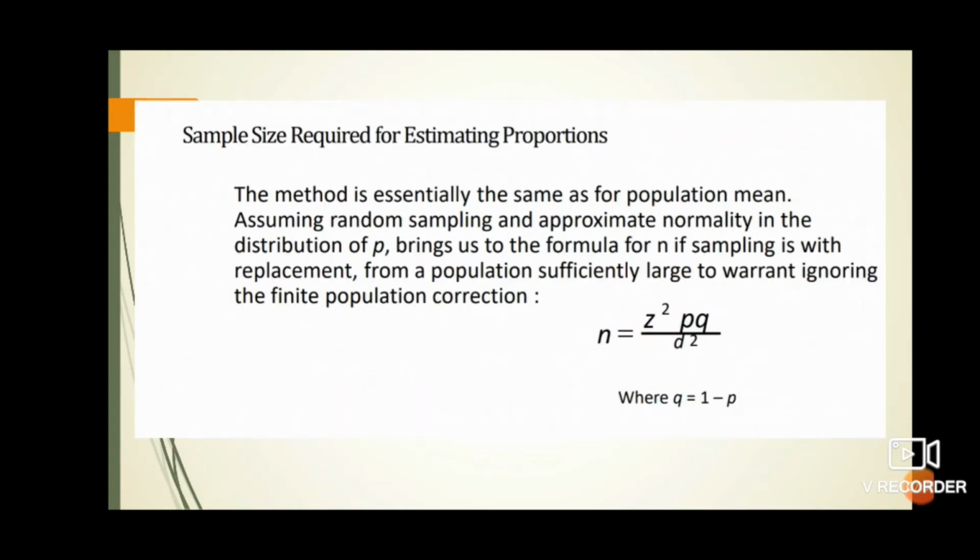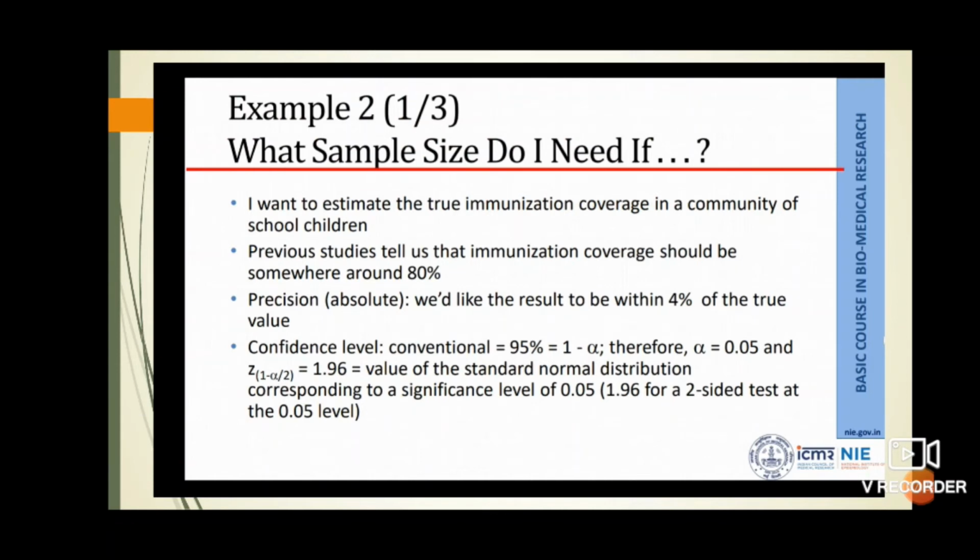Okay. So for the proportions, we will have to use the formula N is equal to Z square PQ divided by D square. In this, the P will be our probability value, and Q is equal to 1 minus P. So here there is an example.